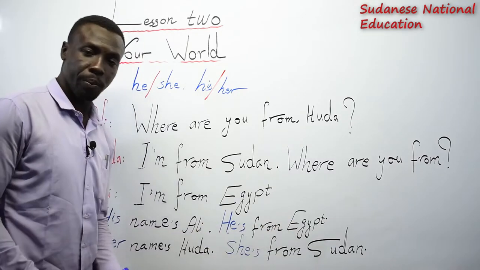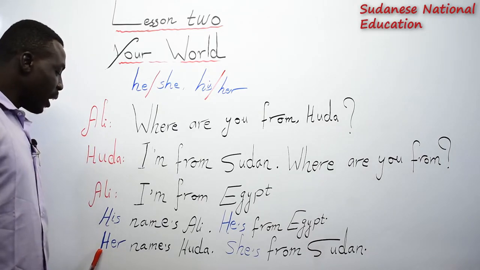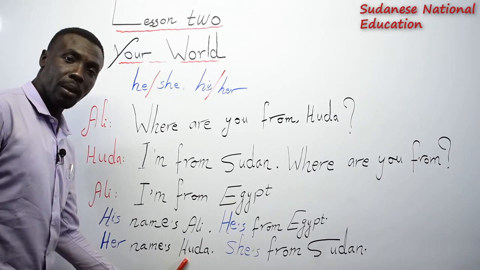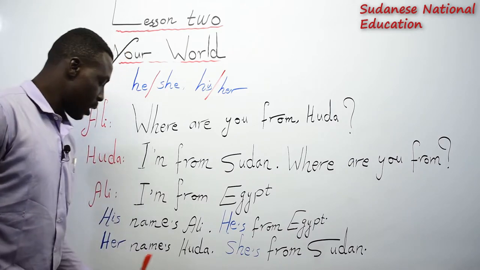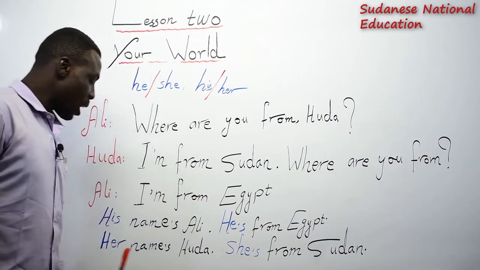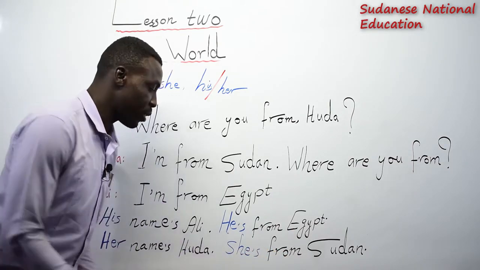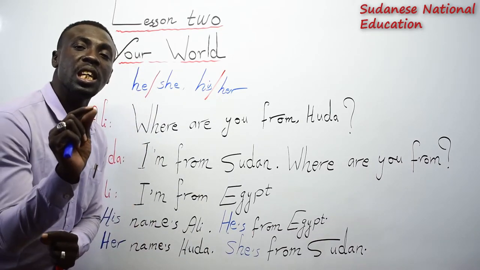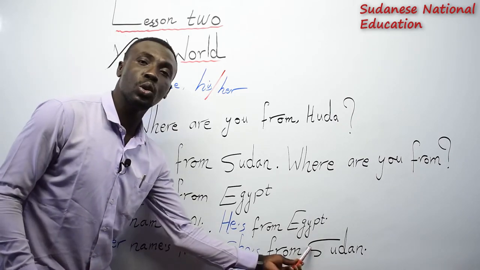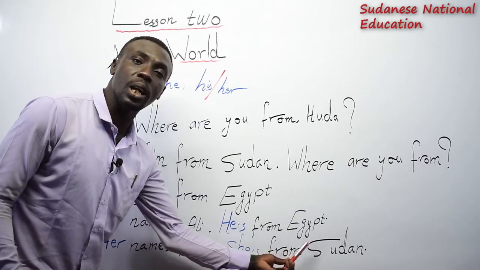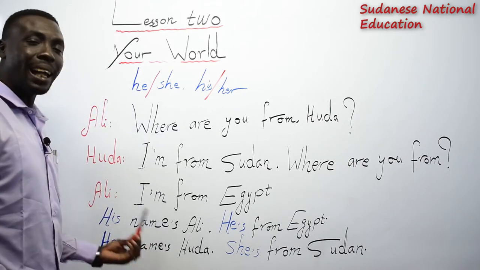He's from Egypt. Her is a possessive adjective. Her name's Huda. She's from Sudan. Here, there is a long vowel. She's from Sudan. Again, his name's Ali.